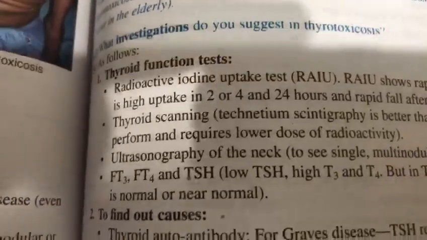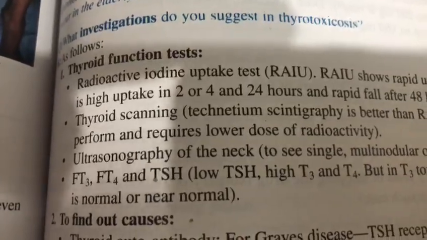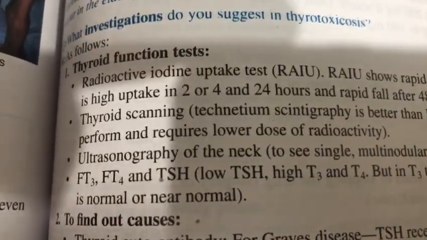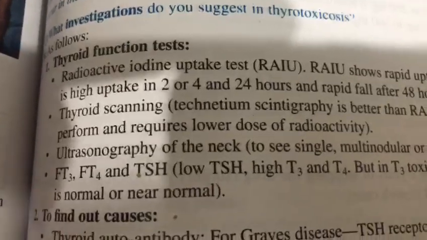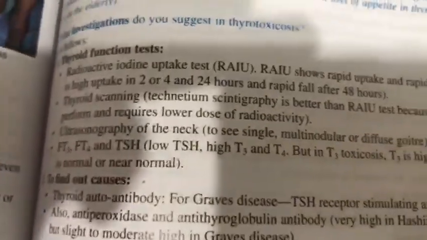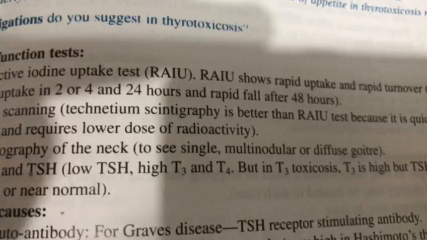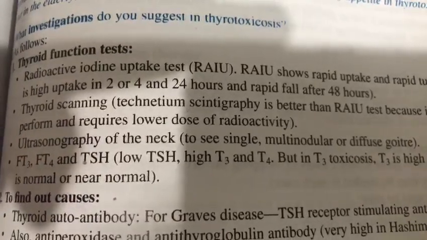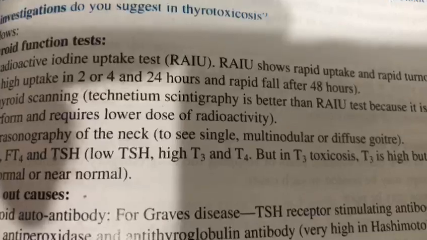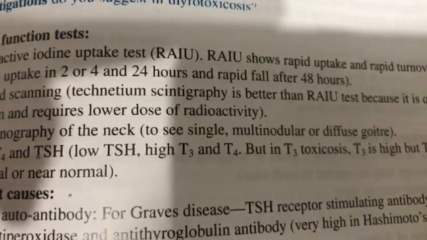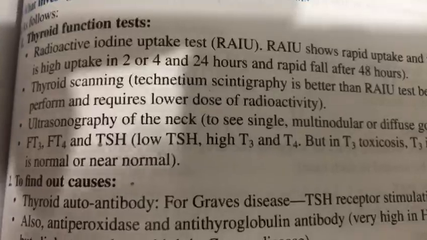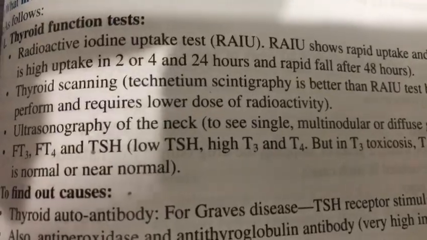Investigations for thyrotoxicosis: radioactive iodine uptake test at 2 hour, 4 hour and 24 hour. There is increased uptake and rapid fall after 48 hours. Thyroid scanning: technetium scintigraphy is better than radioactive iodine uptake test because it is quicker and requires a low dose of radioactivity.